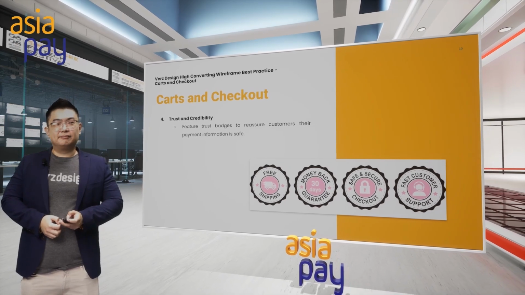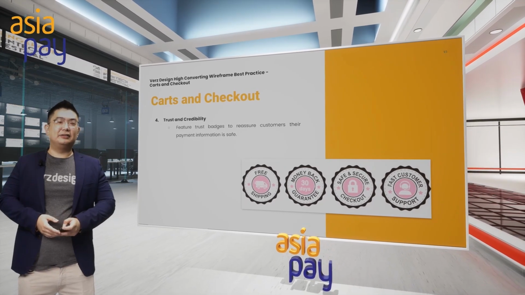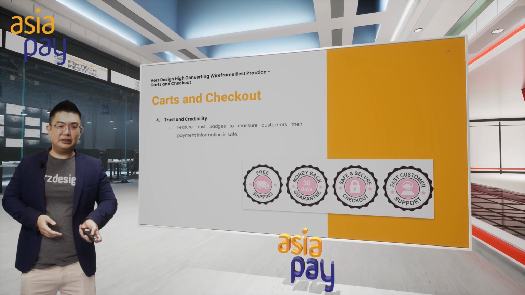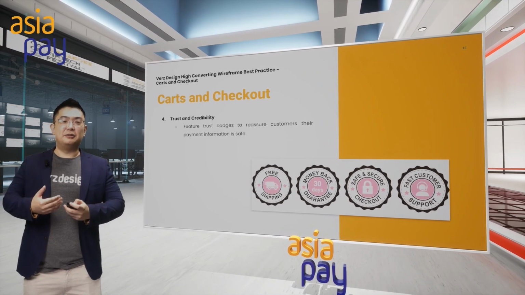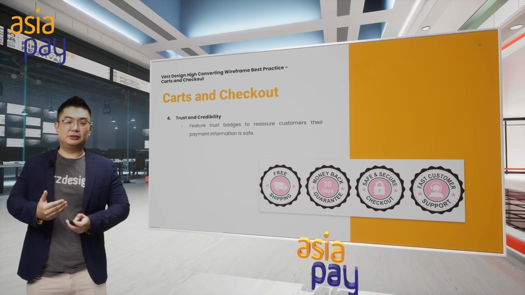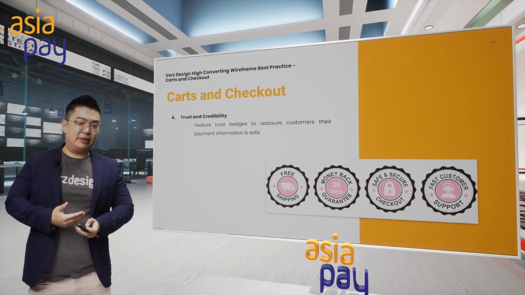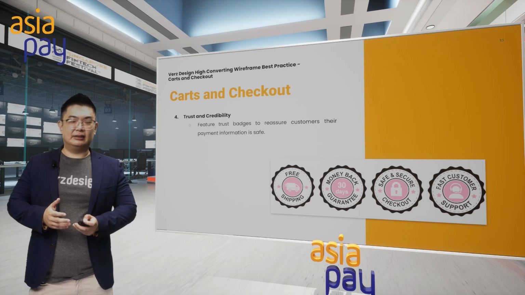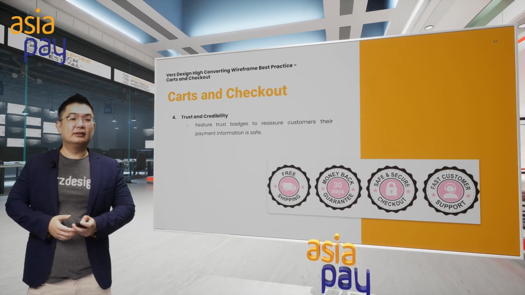And lastly, penultimately, you can also add trust and credibility badges. For example, free shipping, again, to reinforce the fact that you have a very safe and secure logistic process. It's very clear and open. You can also give them a money back guarantee so that they know that you have a quality product. All right.